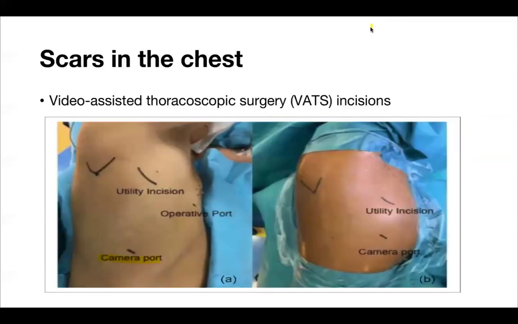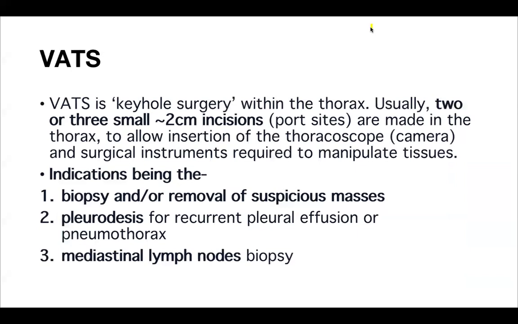The first important scar is the VATS scar. We call it the video assisted thoracoscopic surgery scar. It is a keyhole scar approximately 1 to 2 centimeters in size, situated in the lateral chest wall. Just below the scar mark, there could be a camera port scar. It is a keyhole surgery scar which is usually made into the thorax.